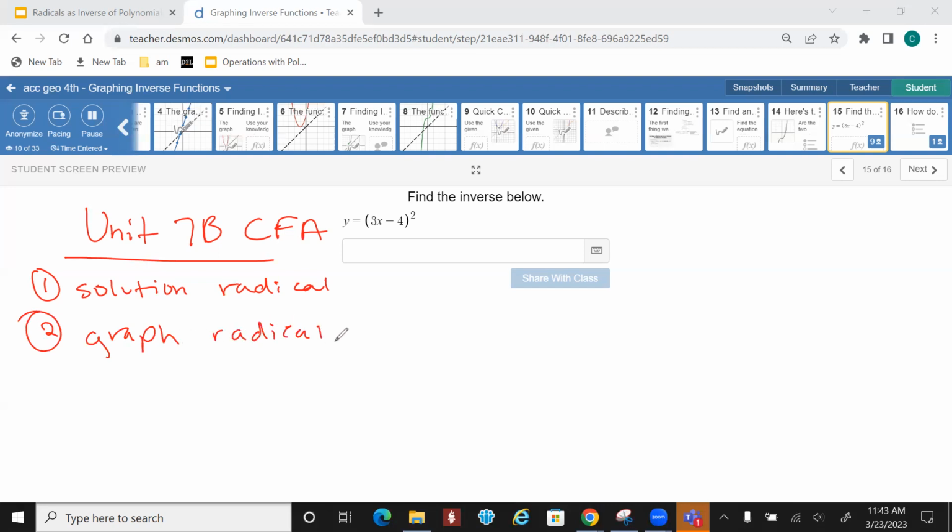The next question is going to be a graph of a radical. I'll get into Desmos. Nothing more to it. Next one is solution to radical. Same thing from the first one, just a different problem.